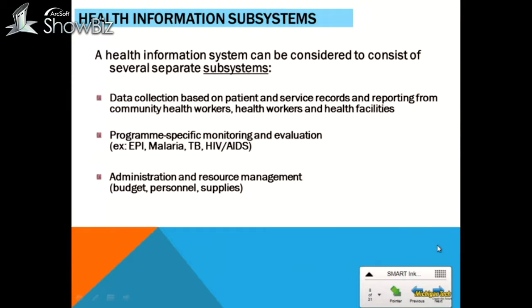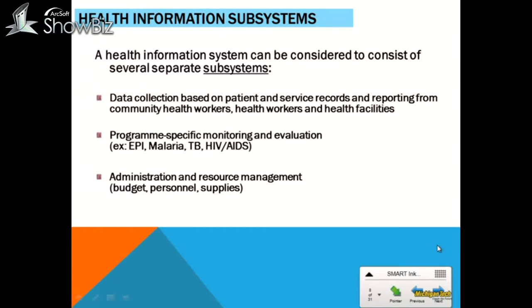Also, there is an image system. We can also put the PACS system, which can also be treated as a subsystem of one big health information system. In fact, if we classify this kind of system, they can include one or two of the following systems. The first one is data collection based on patient and service records and reports from community health workers and health facilities. So this is about data collection and reporting.